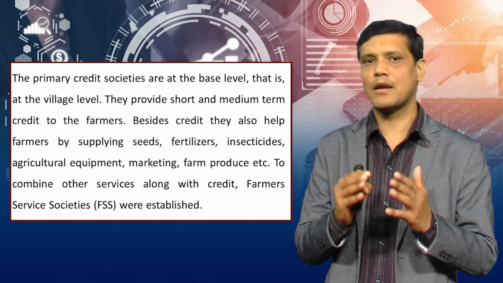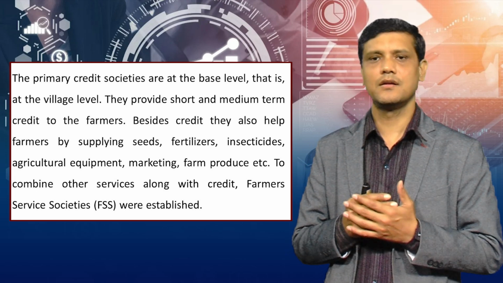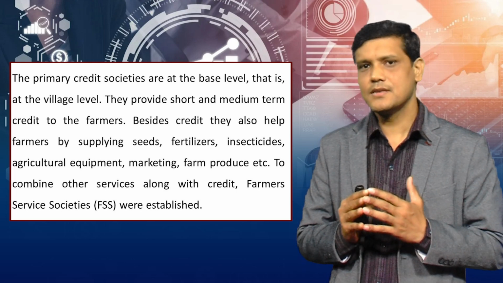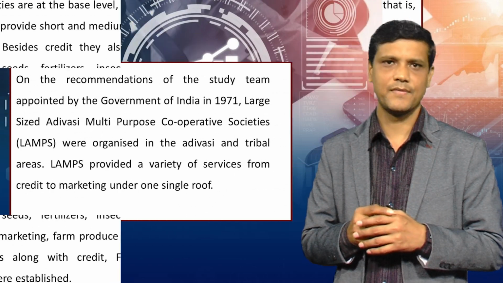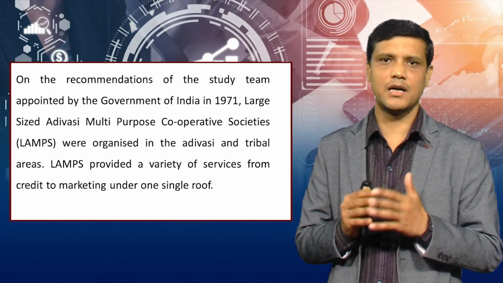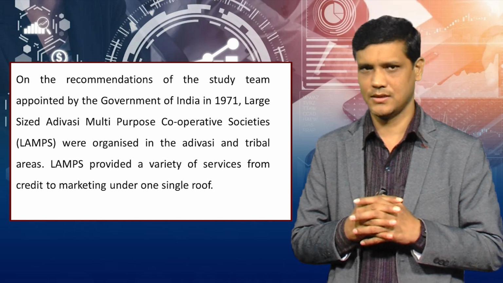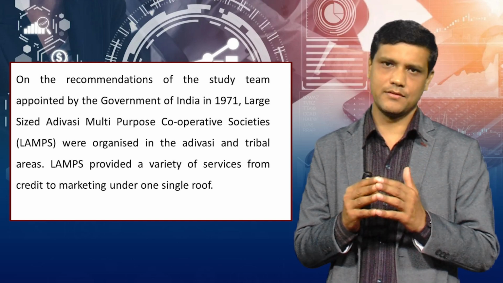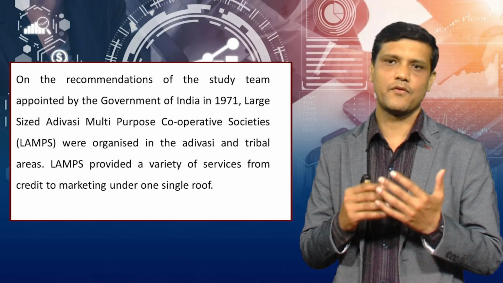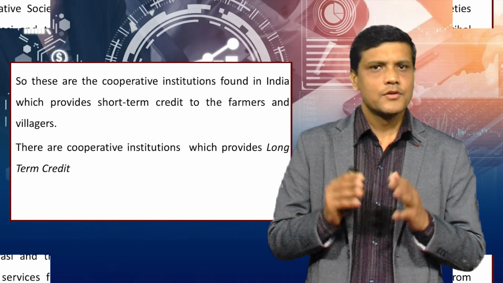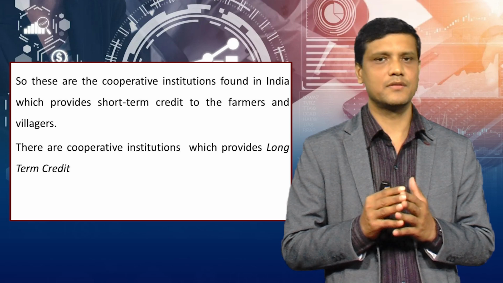Besides credit, they also help farmers by supplying seeds, fertilizers, agricultural equipment, marketing farm produce, etc. To combine other services along with credit, Farmers Service Society, that is FSS, were established. On the recommendation of the study team appointed by the Government of India in the year 1971, large-sized Adivasi multi-purpose cooperative societies, that is LAMPS, were organized in the Adivasi and tribal areas. LAMPS provided variety of services from credit to marketing under one single roof. So, these are the cooperative institutions found in India which provides short-term credit to the farmers and villagers.